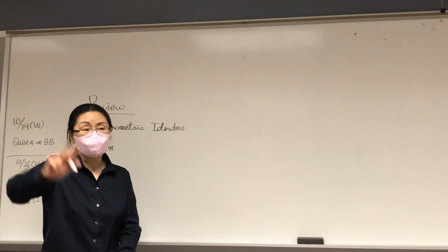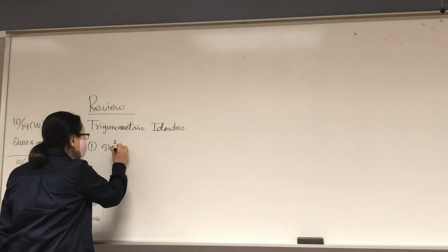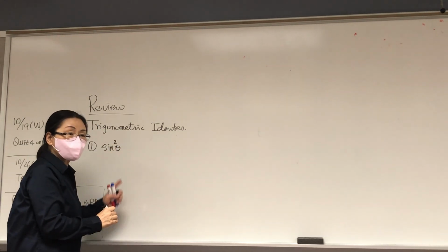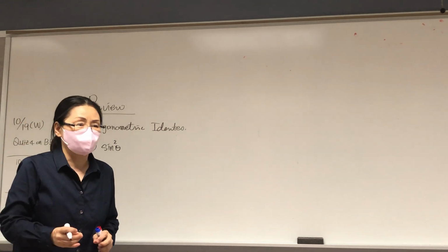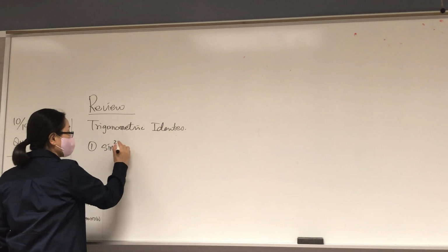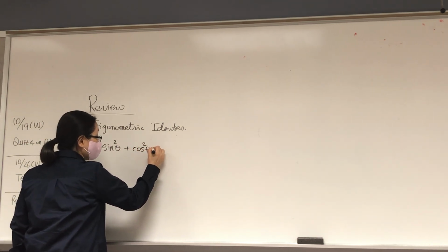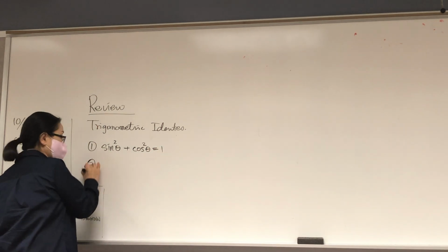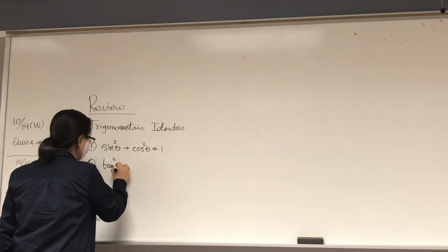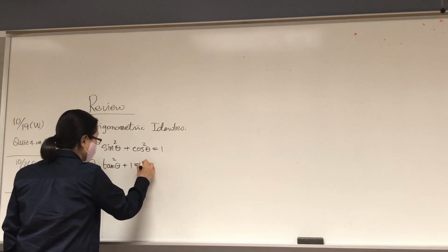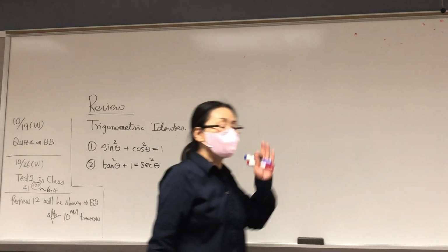Of course, you have three identities. Sine squared theta, or t. Without theta, I don't accept. Sine squared theta plus cosine squared theta equals 1. Good. How about another identity? Tangent squared theta plus 1 equals secant squared theta. Am I right? Yeah. This is your identity. Memorize it.